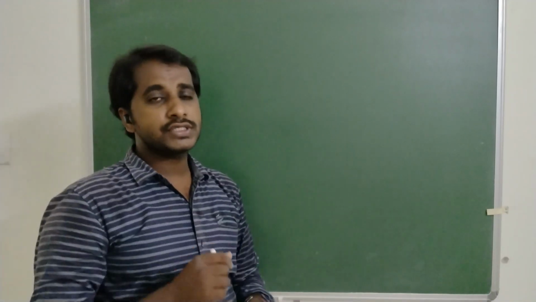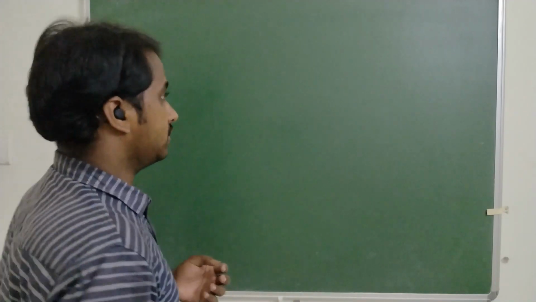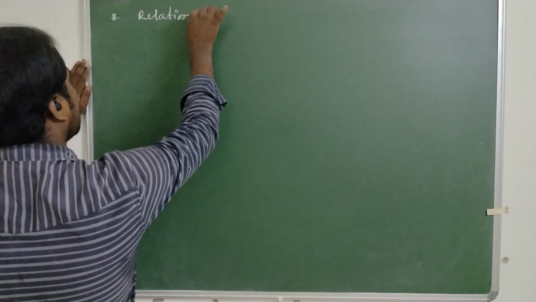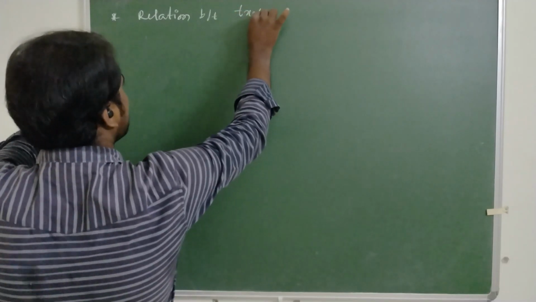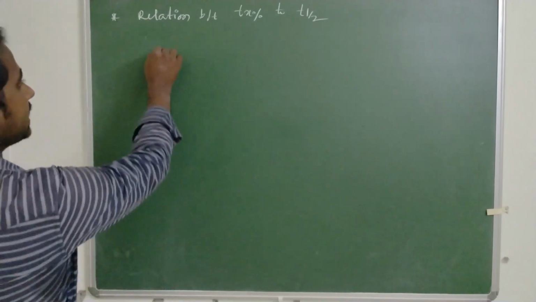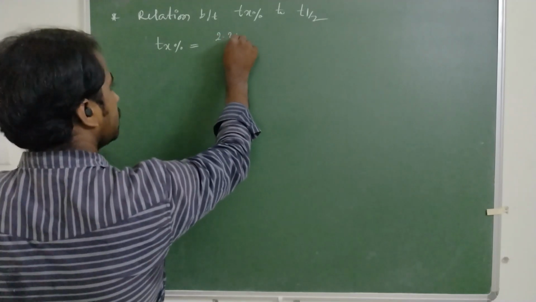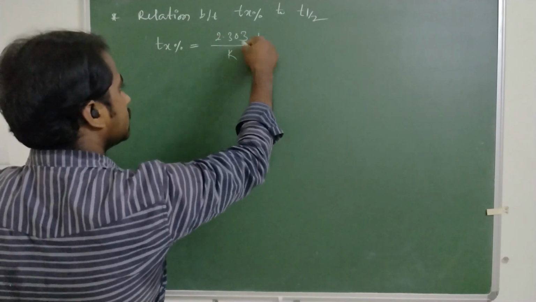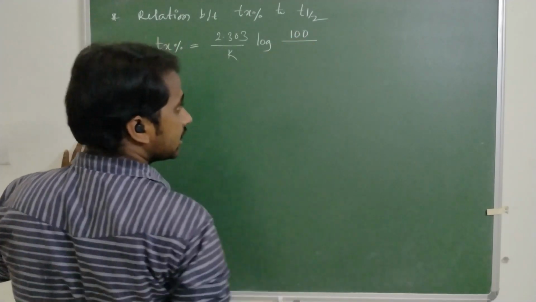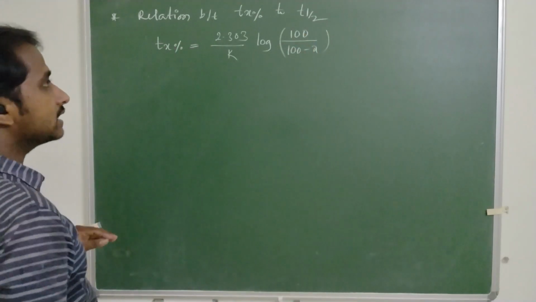Now we see some relations in first order rate equation. Those are most useful for competitive exams. For example, the relation between t x percentage and t half, that is 50 percentage. t x percentage consumed means we can write 2.303 by k log of 100 by (100 minus x), where x percentage is consumed. So 100 is supposed to be the initial concentration, and 100 minus x remains. Now what is the t half?